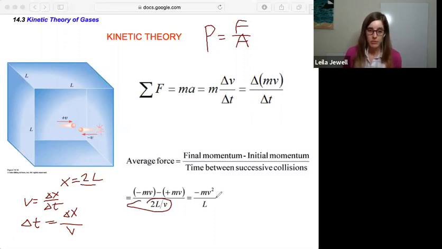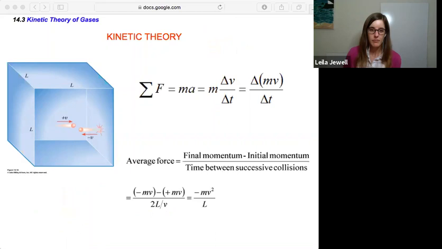So the velocity goes up to the top. The 2 cancels out with the 2 that we get from the momentum. And so this gives us the average force that's exerted on said wall, the force that a single particle would exert on the wall. All right, we can take this further. So let's keep exploring.